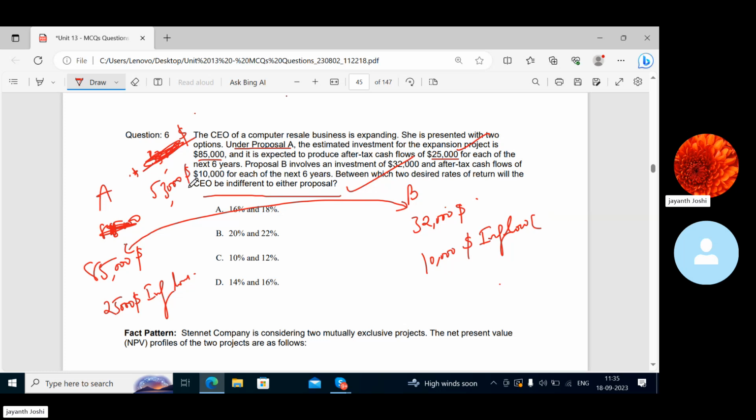So the difference is how much? 53,000, right? This is the difference in investment, and the difference in inflows is $15,000. This is for 6 years, right? So this is what is relevant for us. The incremental cash outflow is 53,000 and the incremental cash inflow is 15,000, right? So we will divide this 53,000 by 15,000. Tell me, what are you getting?